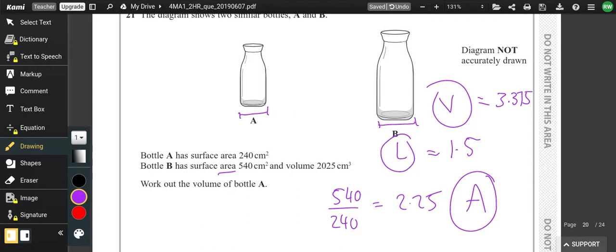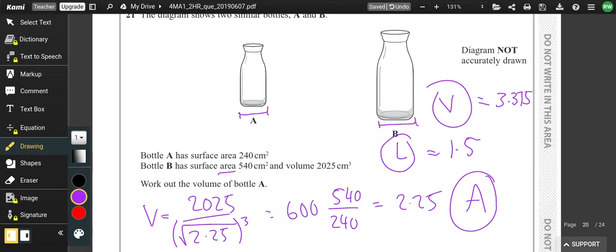So if B has a volume of 2025, we've got to divide that by 1.5 cubed. 600. So the volume is 2025 over, essentially it's 2.25 square rooted and then cubed, okay, which is 3.375, and that gives us 600. Okay.